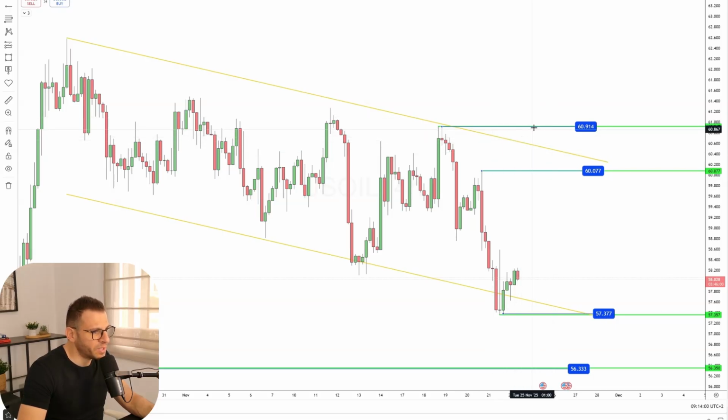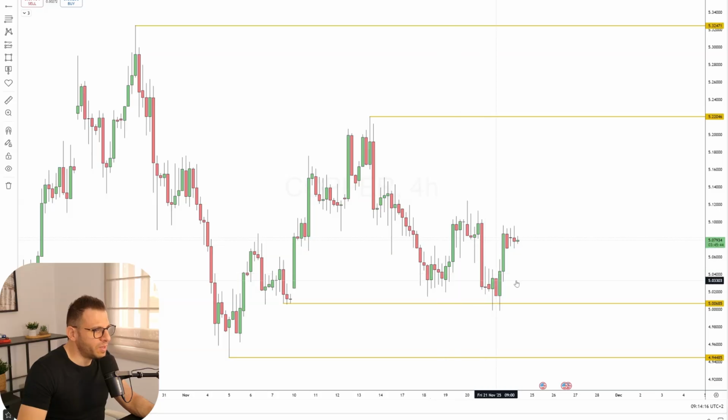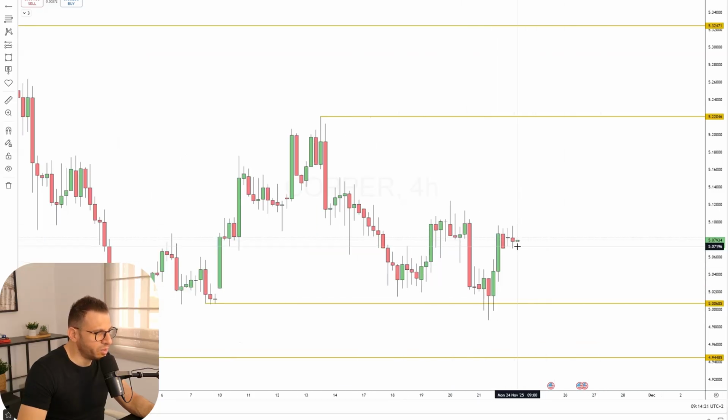Copper, on the other hand, moves a bit sideways. We don't want to get caught in these moves, although the spread is not bad here. If you want to add a key level of resistance, that will be Friday's high. The rest of the key levels of support are still valid from last week. Nothing changed. So basically from last week, the price moved from here up to there. So pretty much it went nowhere.